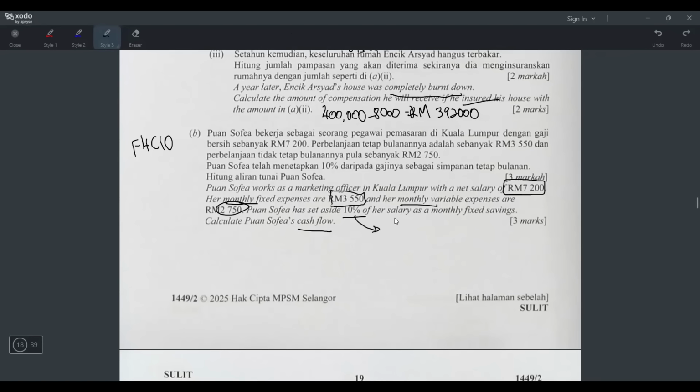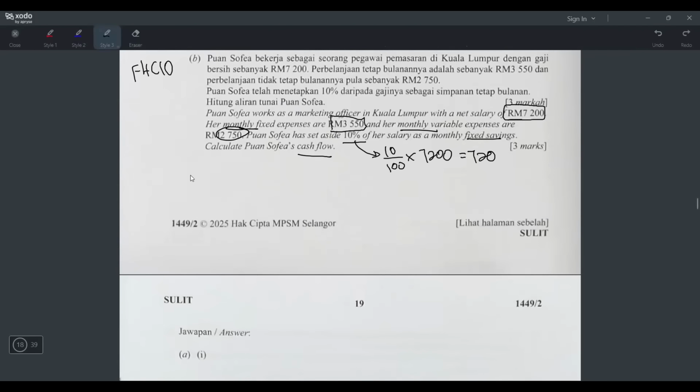So let's calculate the 10% first. 10 over 100 of the salary for fixed savings. So 10% times 7,200 gives you 720. So 720 is the amount of savings. Now we can calculate cash flow. The formula for cash flow is total income minus total expenses. Total income is 7,200, that's the salary, and you take 720 to save, so that one has to be minus. And then all the expenses, 3,550, also have to minus. The 2,750 is also expenses, minus. Then press all this, and what you get? 180.